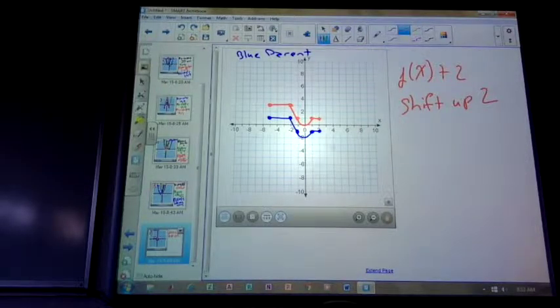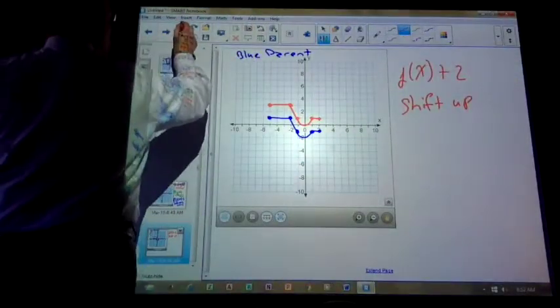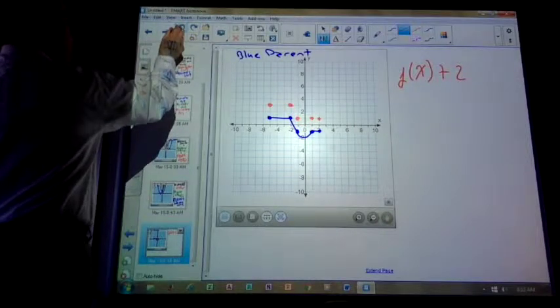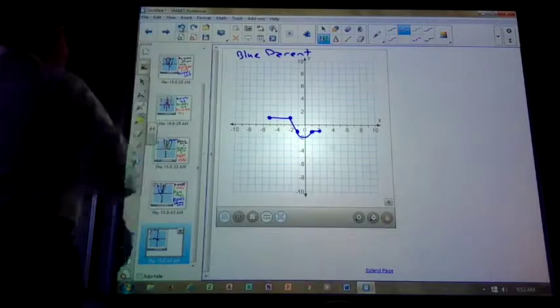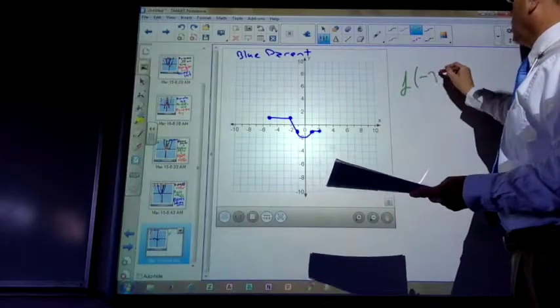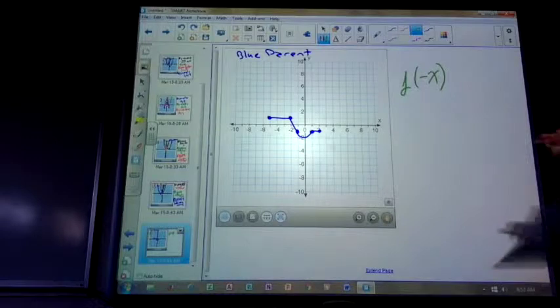Ready? We gotta clear these. Okay. Green. So we're down below. Ooh, f at negative x. Okay. Look at your notes. What did I say this did? Switch what? All the x values. All the x values switch.